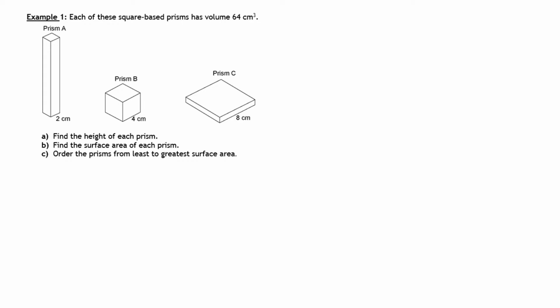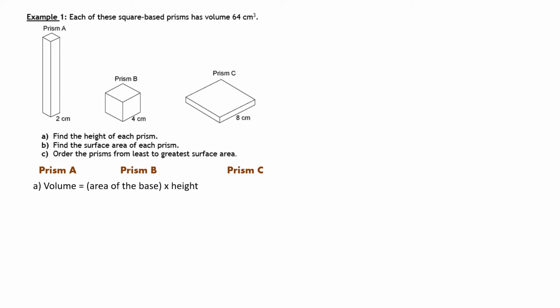Each of these square-based prisms has a volume of 64 centimeters cubed. So volume is always cubed. Find the height of each prism. That's what the first question is asking. So there are our three prisms. We're going to do each one, so I'm just going to write them below those titles there.